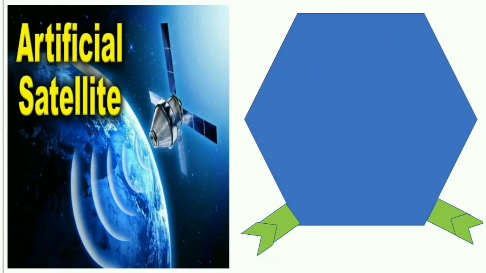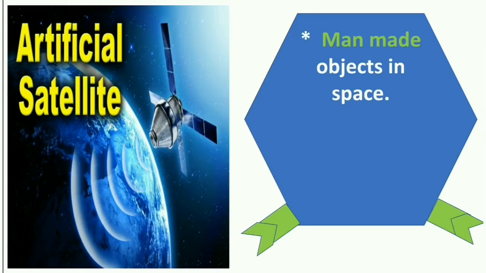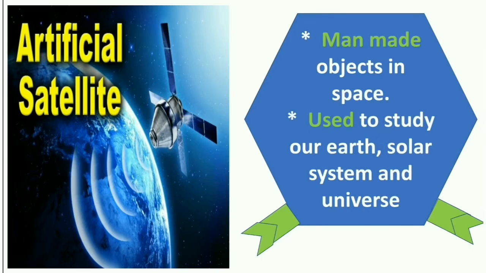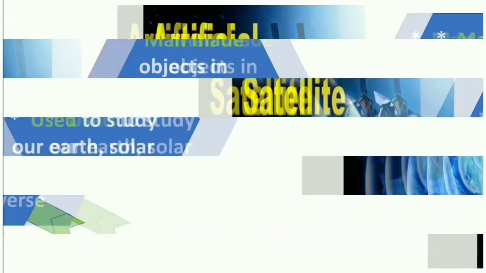Now let's focus a little bit more on our artificial satellite. What are artificial satellites? Man-made objects in space. They are used to study our Earth, solar system and universe.